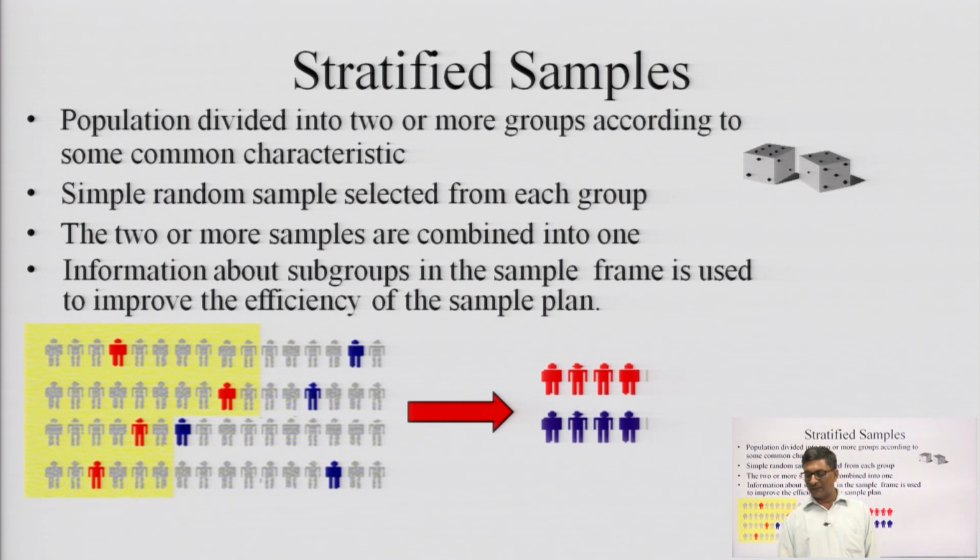Another is stratified sampling. In stratified sampling, the population is divided into two or more groups according to some characteristics. Then from each group we select the sample with the help of simple random sampling. This sampling is used when the population is heterogeneous in nature. So, when the population is heterogeneous in nature, we form homogeneous groups on the basis of some characteristics.